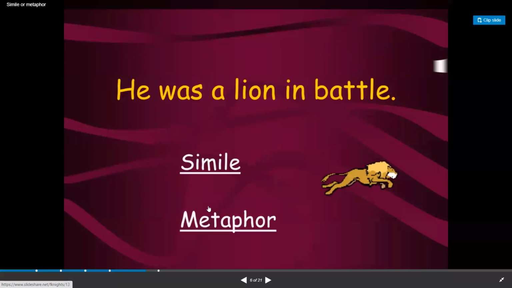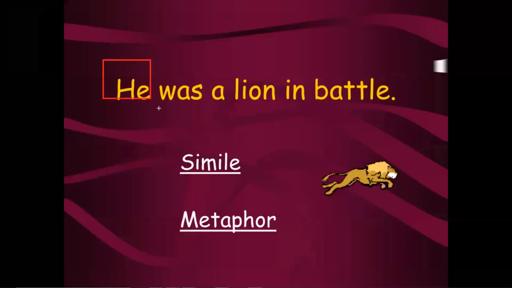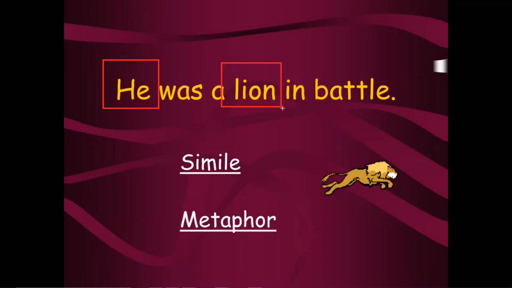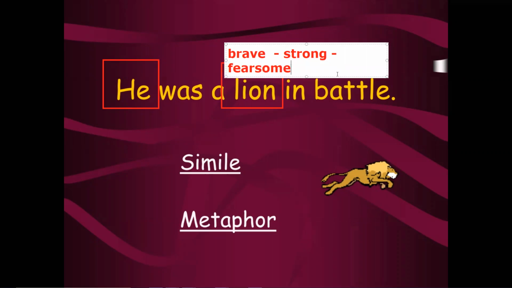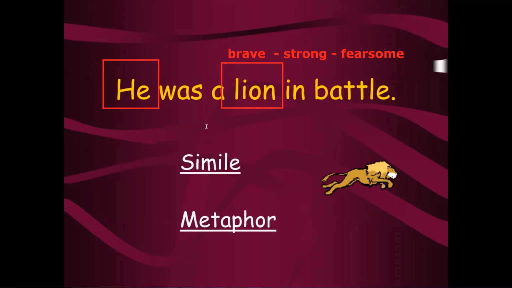Next, he was a lion in the battle. Here, I'm comparing the man or the boy, he, to a lion. So what are the known features or the characteristics of a lion? When I tell you a lion, you think of lions as what? Brave, strong, fearsome, frightening, right? So he was a lion in the battle.